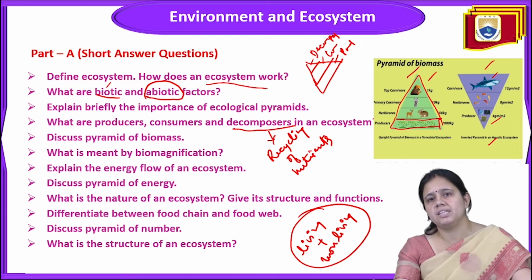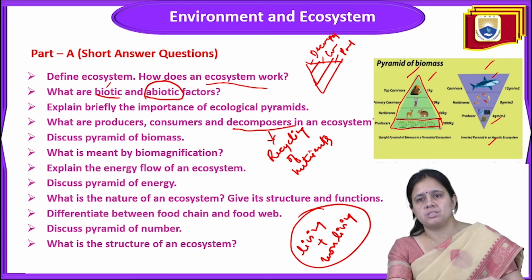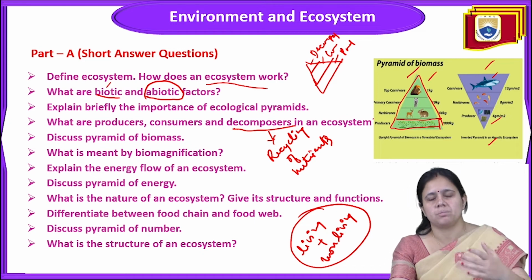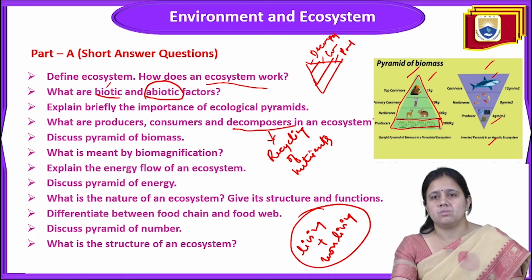Explain the energy flow in an ecosystem. Energy flow is the flow of energy, the flow of nutrients from a lower trophic level to a higher trophic level, and it is called energy flow in an ecosystem. We know that the food chain is there, and the two laws of thermodynamics, the first law and the second law, and on this basis energy flows in the ecosystem.